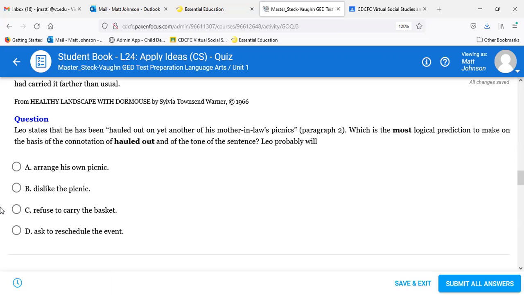It's B, yeah. You're thinking about tone, style, word choice. Of course, hauled, if you're hauling something, you're carrying something, just like the trucks. And in this case, it sounds like a burden, right? Leo states he's been hauled out on yet another of his mother-in-law's picnics. If you were saying I was hauled out to go do this, you're not going to enjoy it, right? So B is the answer for number 3.